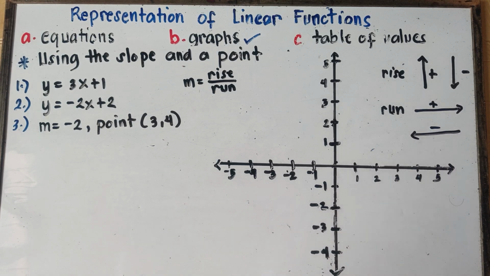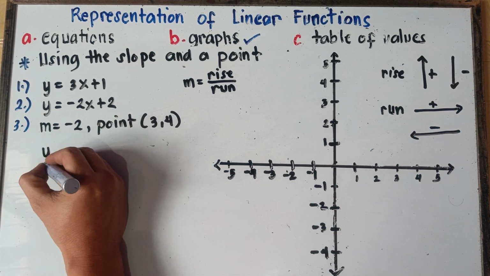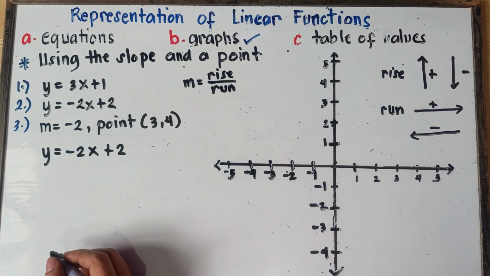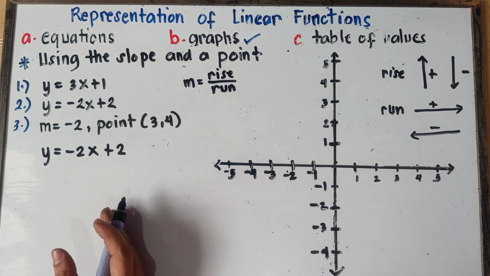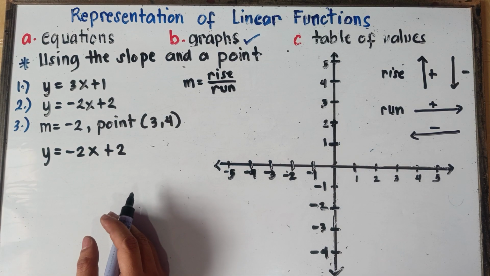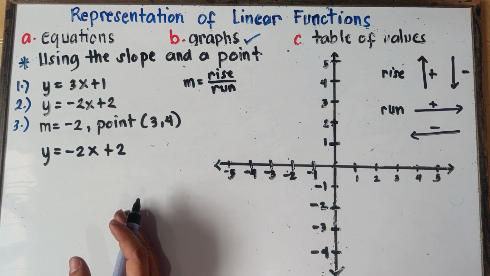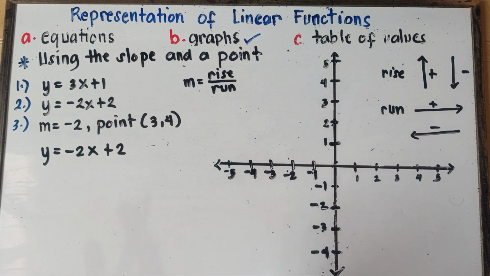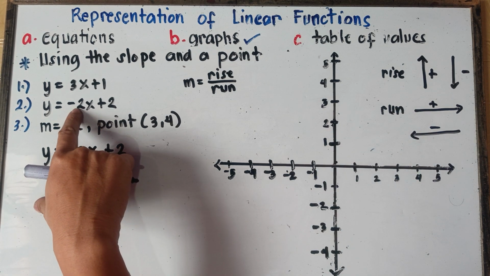Alright, so let's have example number 2. So let me just copy that one. Our given, we have y equals -2x plus 2. So once again, class, you assign any value for x for you to find the first point. It doesn't matter, class, you will have the same answer anyways because your point will pass on that line, because your slope, class, is constant.